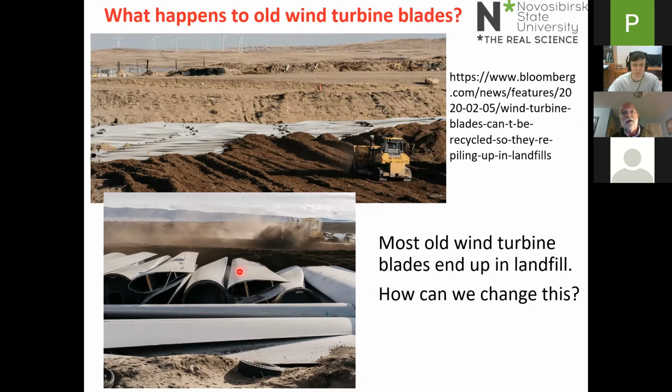At the moment, there are very few things that can be done with old wind turbine blades. One of the things that can be done is to burn them, and that usually goes under the name of pyrolysis, which is burning without oxygen. Alternatively, they're dumped into landfill. And photographs like the ones that you see here are not good photographs for the wind industry.